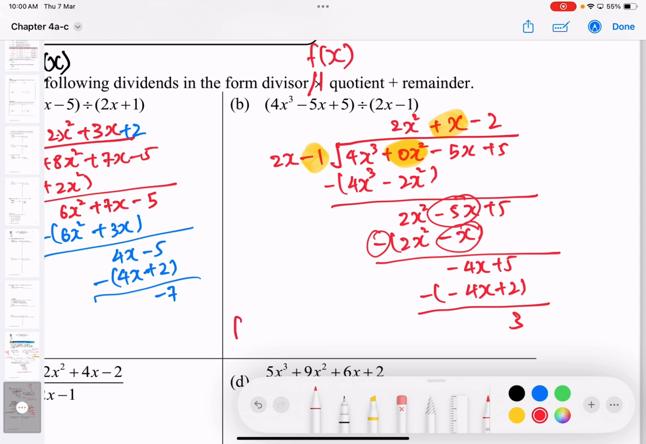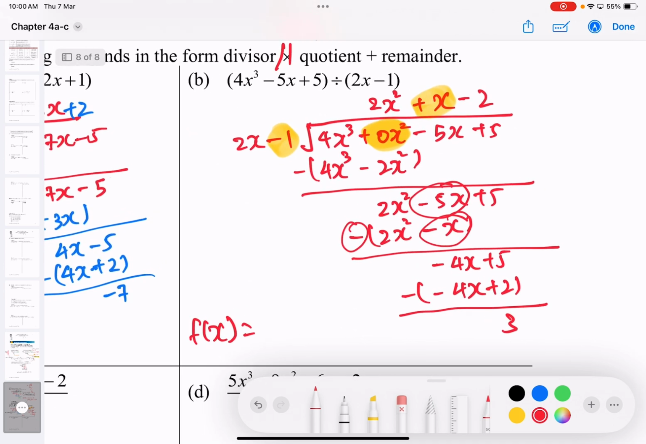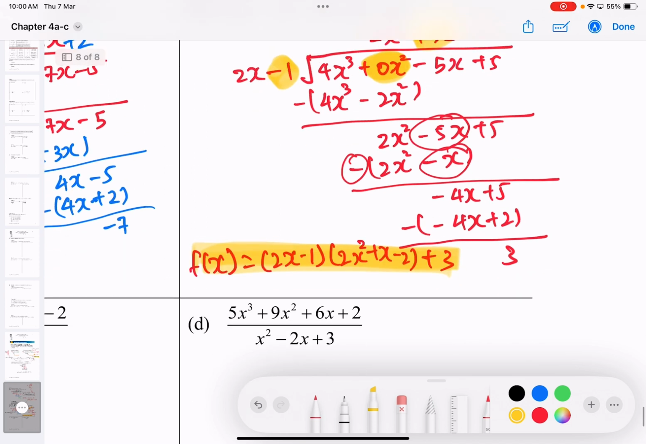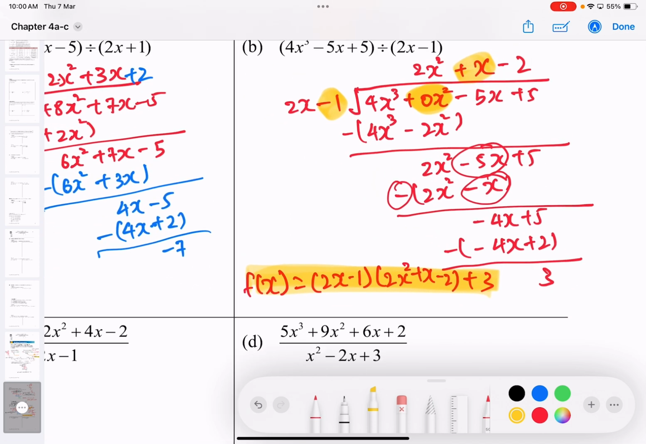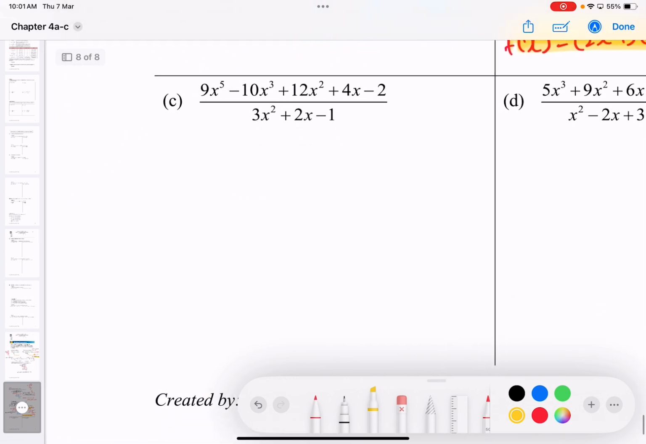Okay, so this is our function f(x). My function f(x) is equal to the divisor, which is 2x minus 1, multiplied by the quotient, which is 2x squared plus x minus 2, plus the remainder, which is 3. Alright, so I'll rewrite it in this way. 4, not 6. There's a reason why I'm going to write it in this way, but we must finish the other two first. Then you are able to see. Now, quickly, can you try the next one?